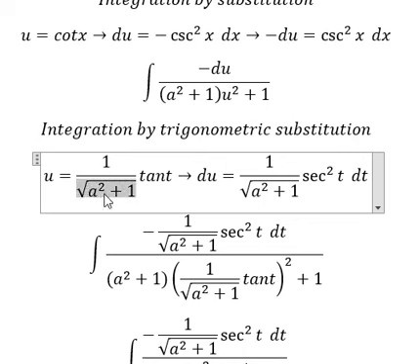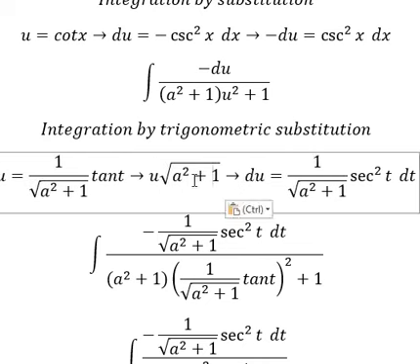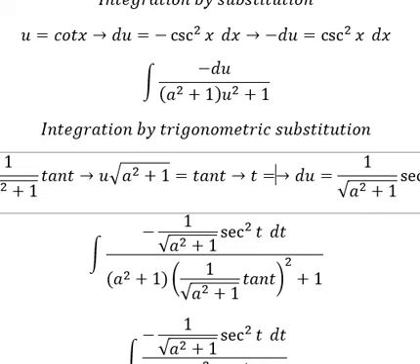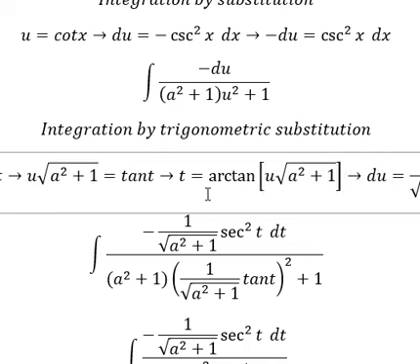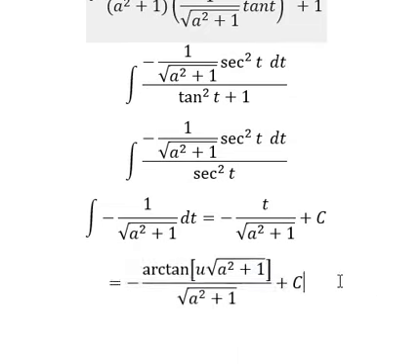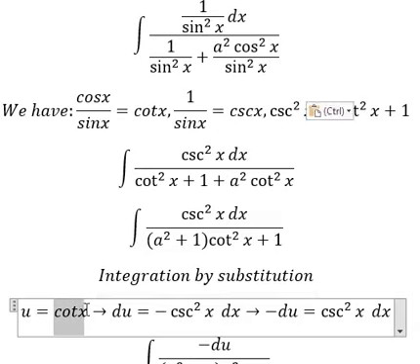So I will put this one to the left. And we got t equal to arctan of this one. So I will put this one to change for t. About u, that is about cosine x.